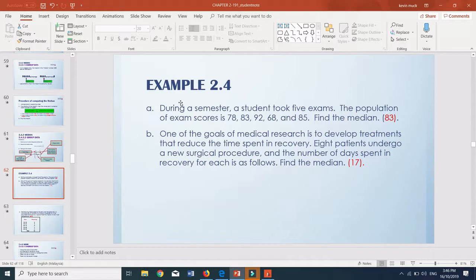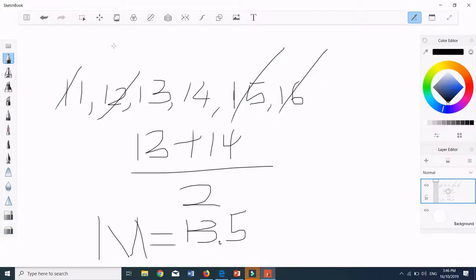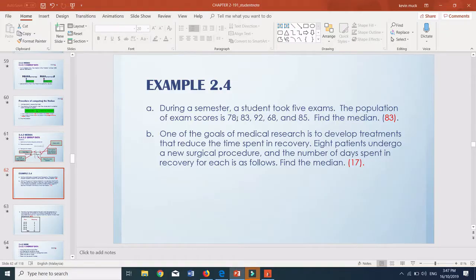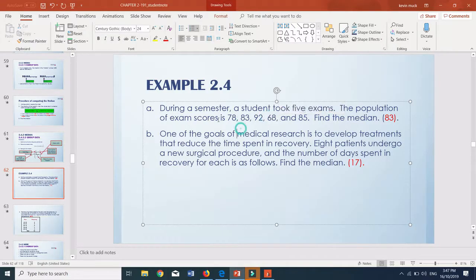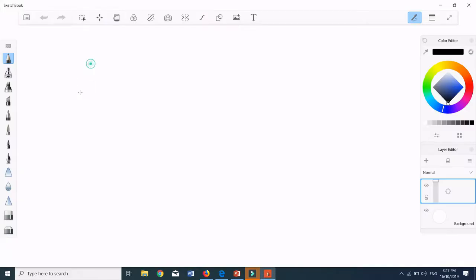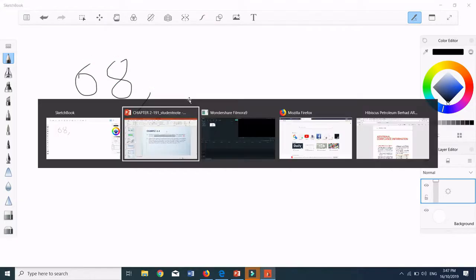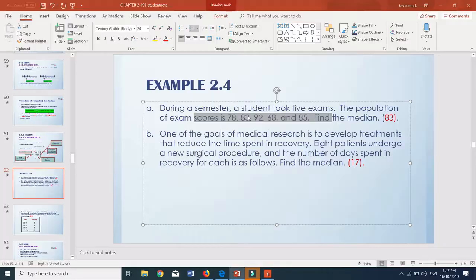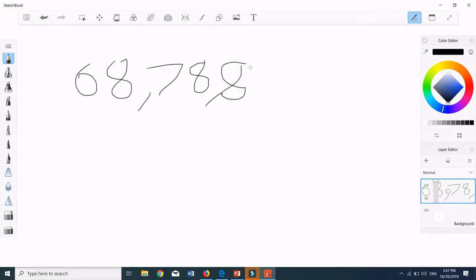So for this one, I will do an exercise for you for the ungrouped data. Let's find the median here. First of all, we need to arrange the data in ascending order to find the median. So you take 68 as the first one, the second one will be 78, the third one will be 83, then 85, and then the last one will be 92.